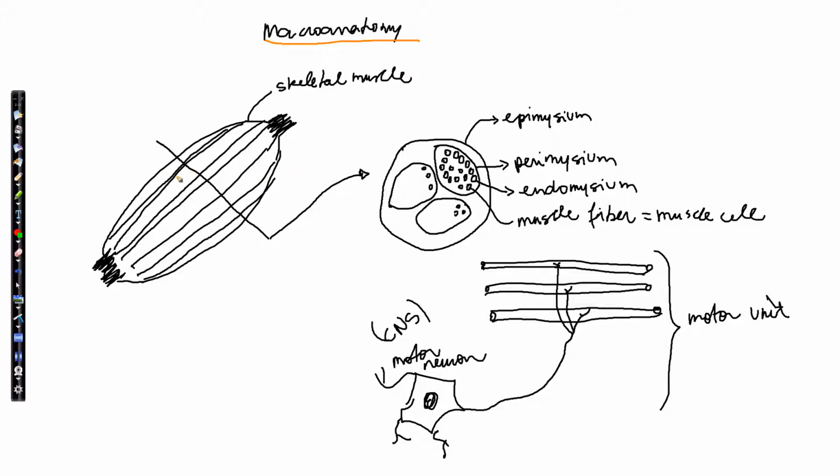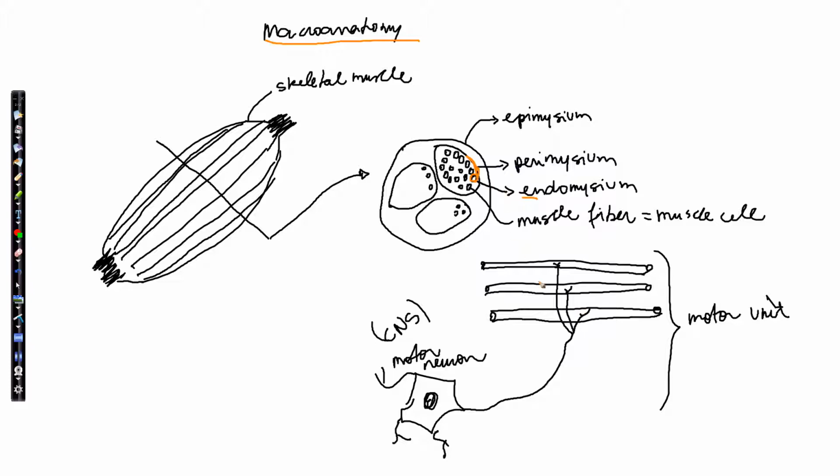So if you do a cross section of a skeletal muscle, what would you see inside as a slice? You would see the skeletal muscle surrounded by a membrane called epimysium. Inside you have these smaller structures that are called fascicles. Each fascicle is surrounded by a perimysium, which is this membrane right here. And then inside the fascicle you have individual muscle fibers, and when I say muscle fiber I mean muscle cell. And each cell is surrounded by a membrane too that is called endomysium.